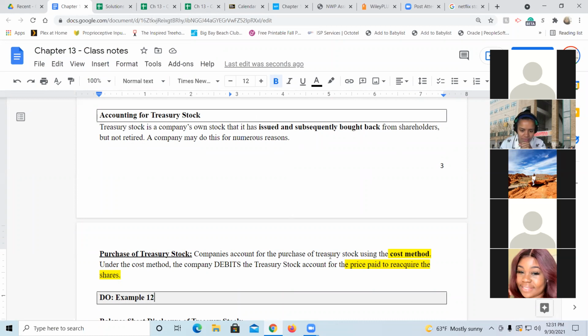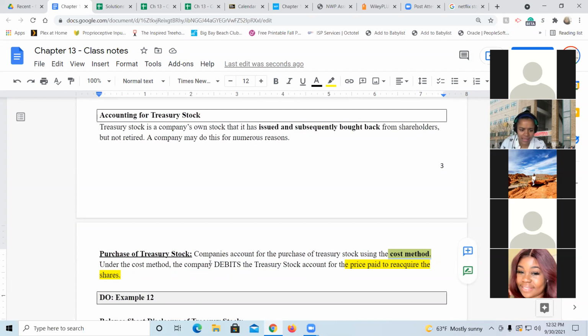Companies account for the purchase of treasury stock, buying its own stock back, using the cost method. And when we say cost method, we're basically saying the transaction is recorded at the cost of the stock that the company bought at whatever date. It doesn't matter what the par value was, or that once upon a time we issued the stock for $3 and now it's at $600. So shouldn't we record it at $3? No, you're looking at what you are paying today to buy those shares back.